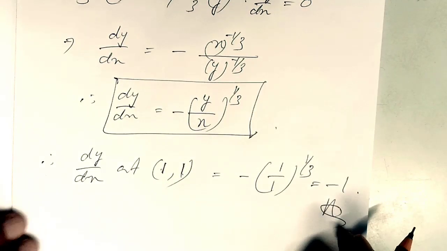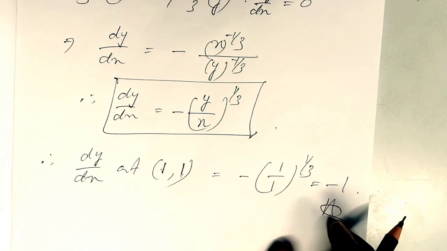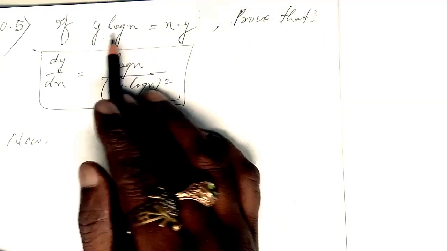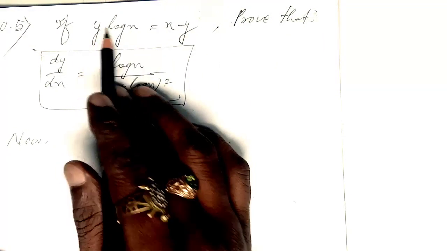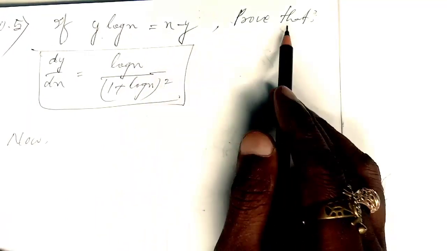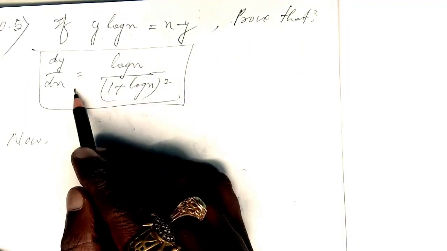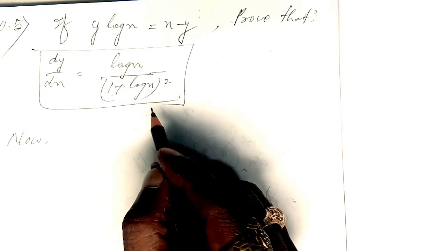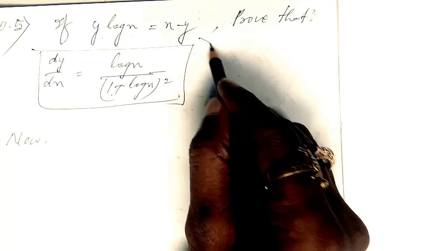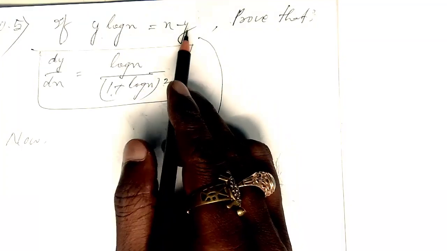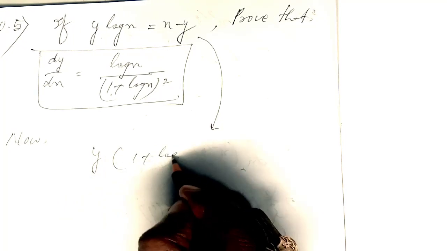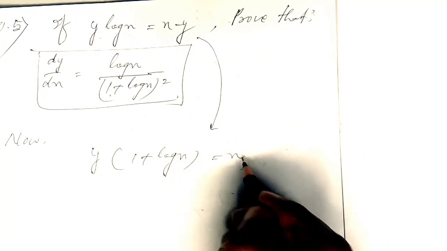The last one today, I will do just number 3, just the next number. See the question number 5 I have taken from the book. If y log x is equal to x minus y, prove that dy by dx is equal to log x by (1 plus log x) whole square. How to do this one? Just see, I am arranging this one. Take this y that side and taking y common, that means y(1 + log x) is equal to x.